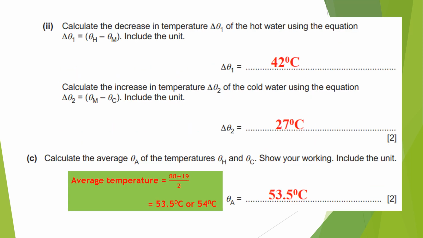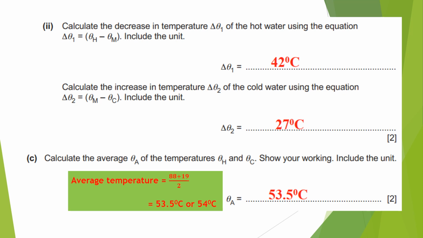Then B2, calculate the decrease in temperature delta theta 1 of hot water using the equation delta theta 1 equals theta h minus theta m, include the unit. When hot water is mixed with cold water, the hot water has high energy and when it is mixed with cold water it has low energy, so energy will decrease. So we need to calculate the amount of decrease in temperature. The formula is already given, just substitute the values. It is 42 degrees Celsius.